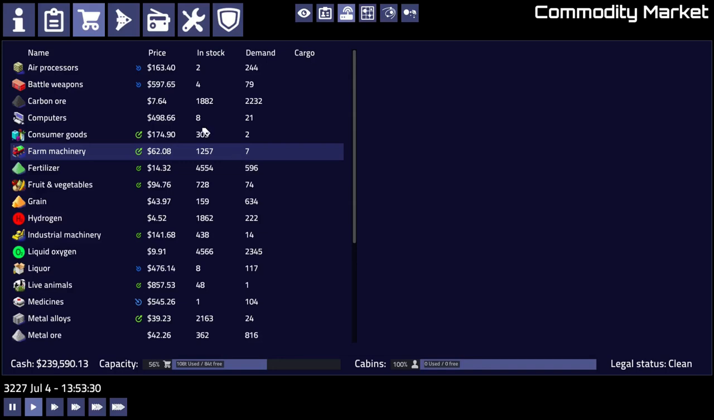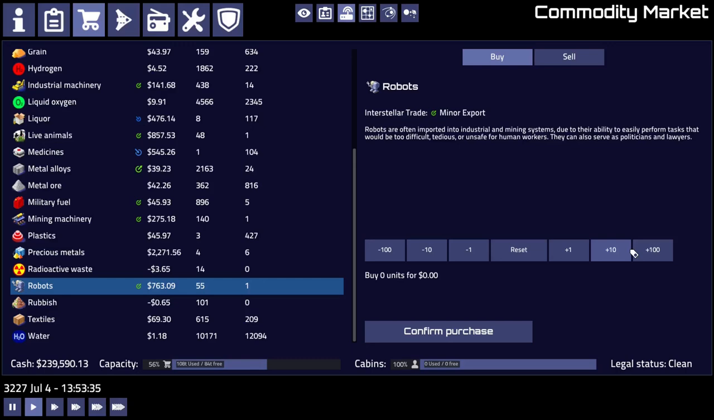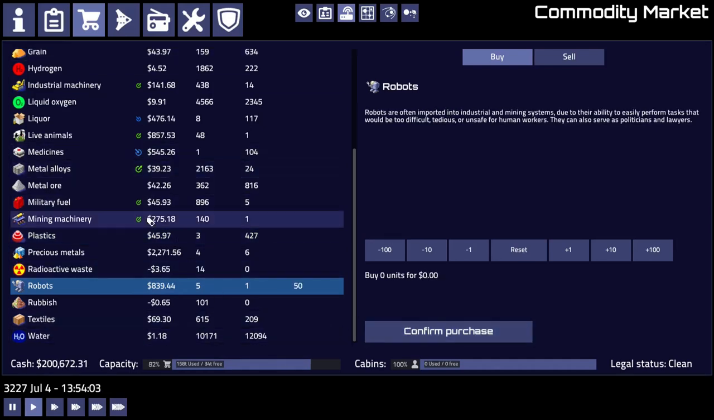So, let's see. Here, robots, minor import, 55 of them. I don't want to buy all of them because I don't know how much demand there is for robots at the system we're going to. And, you know, we're smuggling them though, so I don't even know if regular demand works like normal demand does.